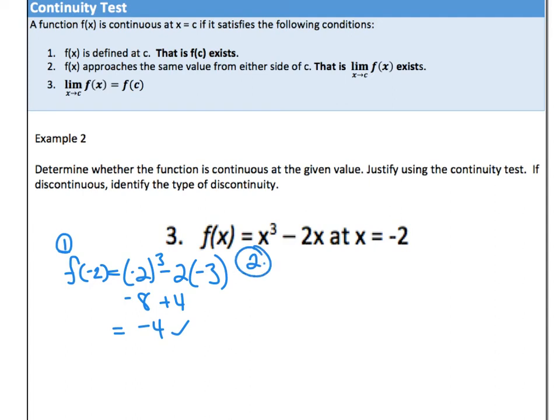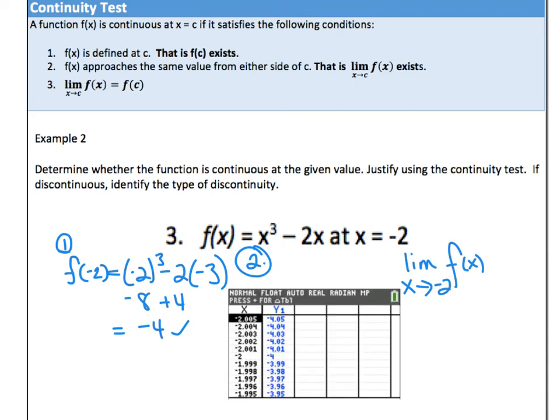Second part, I need to check the limit at x equals -2. The limit of f of x as x approaches -2. So again, I'm going to go to my graphing calculator. Here's a screenshot so you can see what I'm looking at on my calculator. As I approach -2 on the x on the left, it appears to be approaching -4. As I approach -2 on the right side with my x values, my y values also seem to be approaching -4.